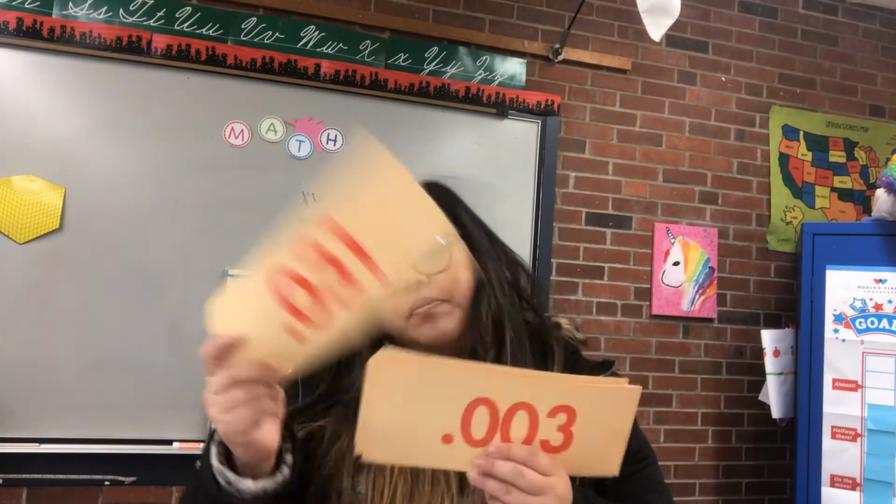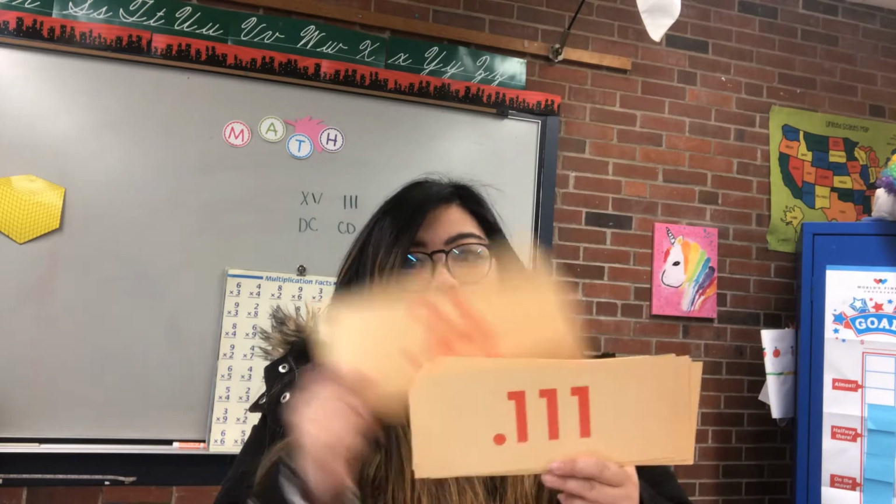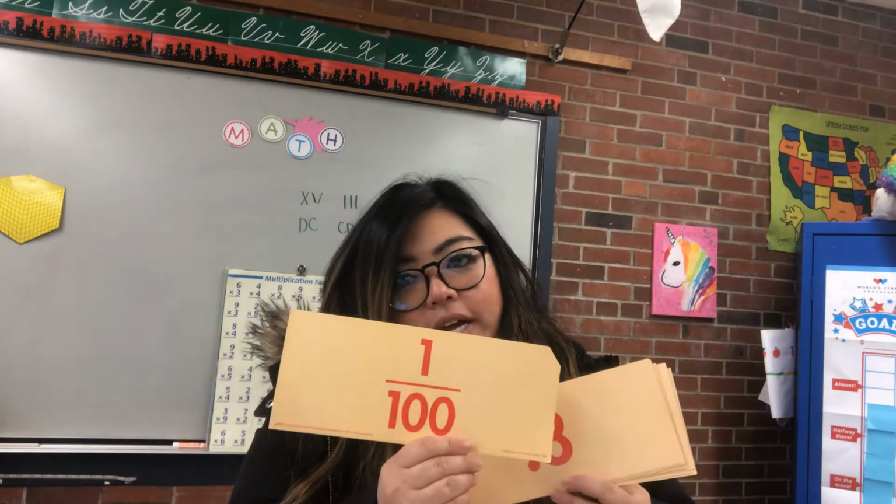Now, I want you to tell me the fractions for these. Okay? So hopefully you said there's 3 places, so 31 thousandths. 2 places, 2 hundredths. 2 places, 51 hundredths. 111 thousandths. 21 hundredths. 3 hundredths. 91 hundredths. 8 tenths. 1 hundredth. 3 thousandths.